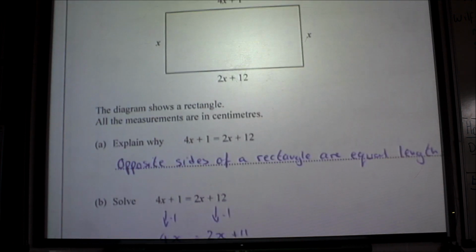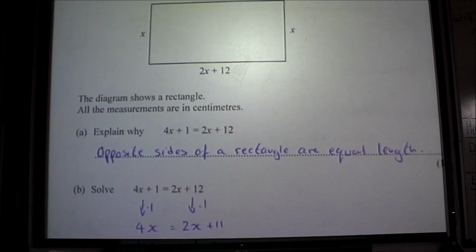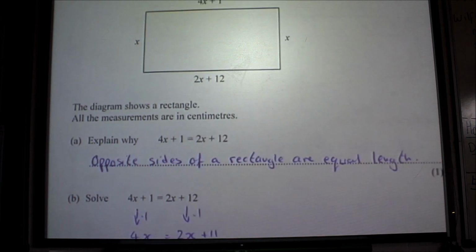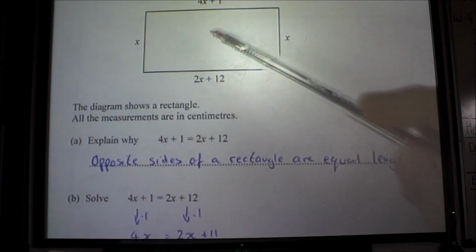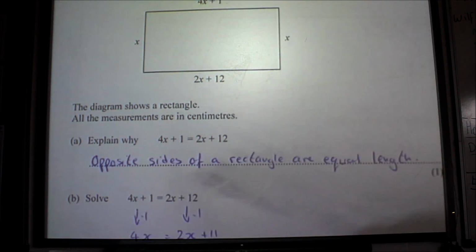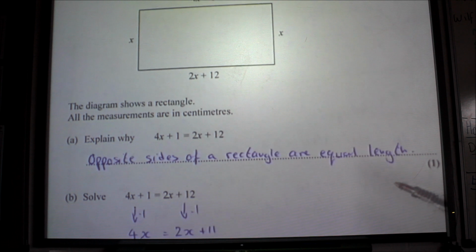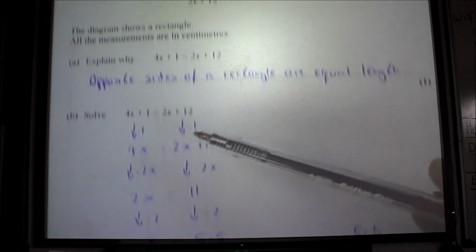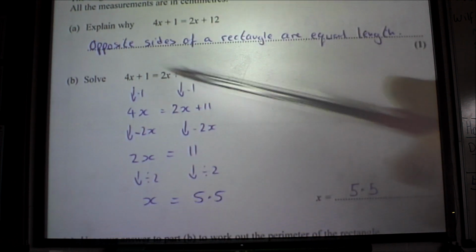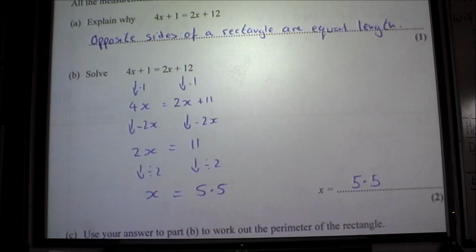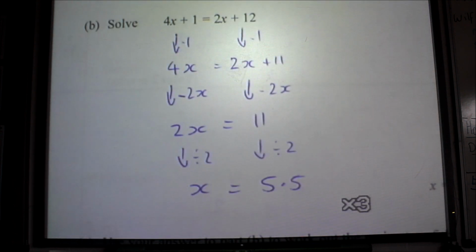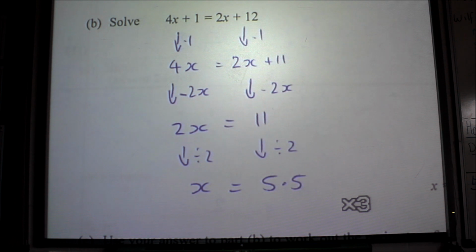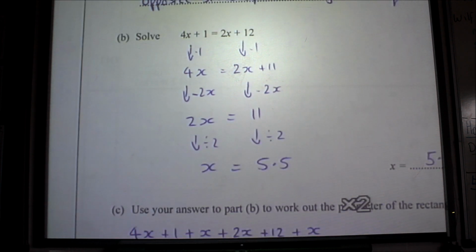The diagram shows a rectangle. All the measurements are in centimetres. Explain why 4x equals that. Well, opposite sides of a rectangle are of equal length. We've got to solve this, so this is solving an equation with unknowns on both sides. I'll zoom in so you can see exactly what I've done. I've taken 1 from both sides, then I've taken 2x from both sides, then I've divided by 2. So x equals 5.5.